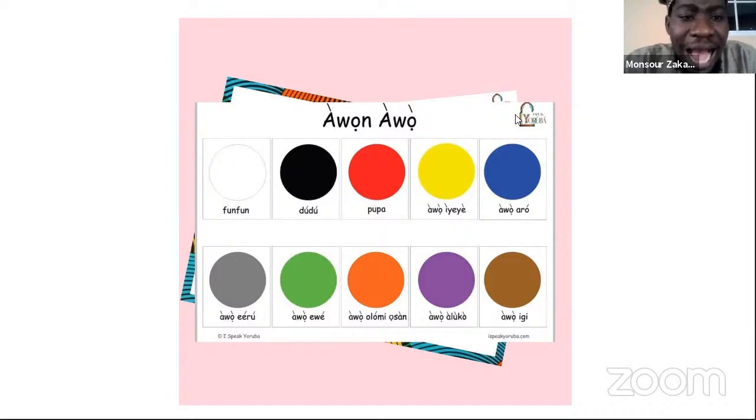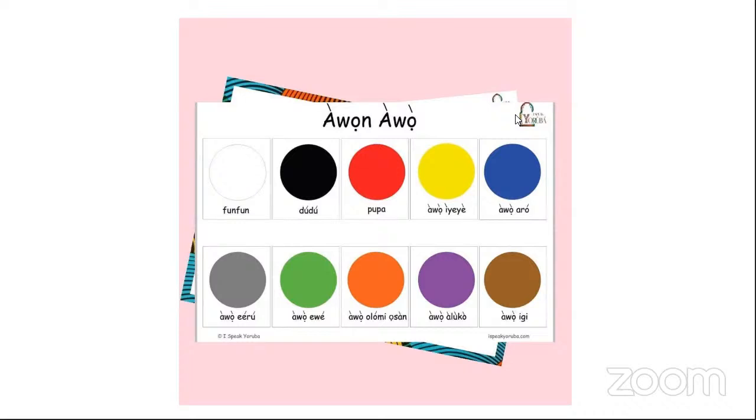Eru is ash. Ash is eru. Ewe is green. Green is ewe. Orange is omi osan. Omi osan is orange. Purple is aluko. Aluko is purple. Igi is brown. Brown is igi. All right.